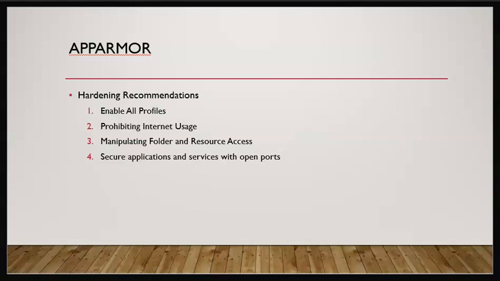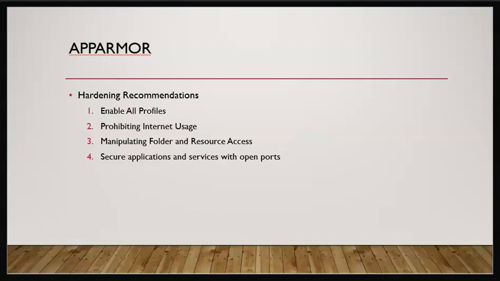Another hardening recommendation is that AppArmor profiles possess the ability to prohibit internet usage for applications. If there's an application within your environment that should not have internet access, you can simply modify the profile to deny internet access for the application, and then reloading the profile will enable that new policy. You can also manipulate folder or resource access, such as denying an application certain permissions to files or resources. It's an excellent way to reduce any lateral movement within your environment if there is a breach or unauthorized access.